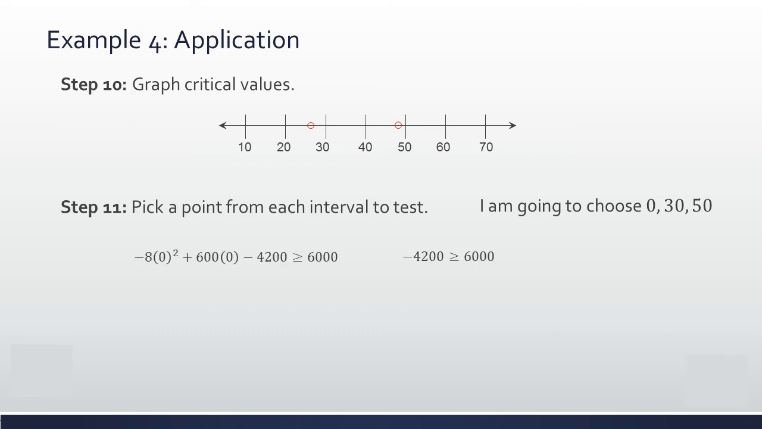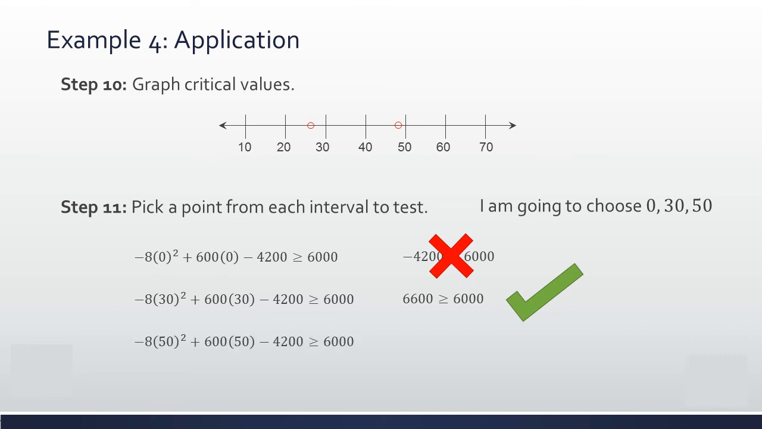When I plug in 0, I get negative 4,200 is greater than or equal to 6,000. That's not true. Plug in 30. When I plug in 30, and then I do the math on the left-hand side, I get 6,600 is greater than or equal to 6,000. That is true, so we're going to use that one. And I plug in 50. When I do the math on the left for 50, I get 5,800 is greater than or equal to 6,000, which is also not true. Okay, so I know which interval will work.